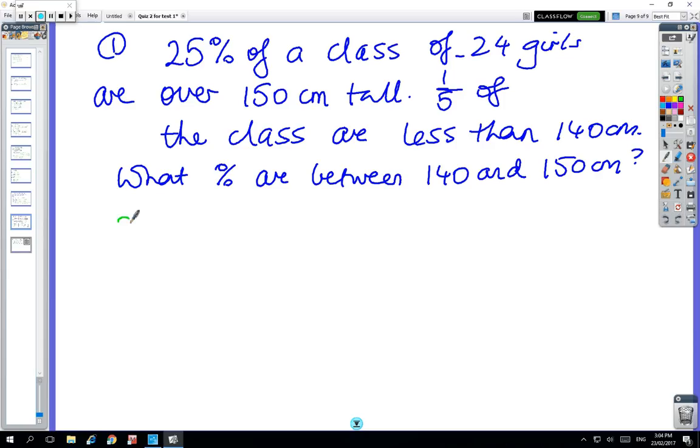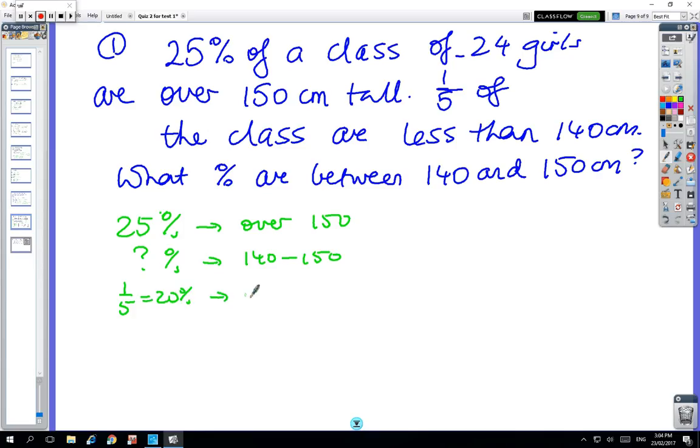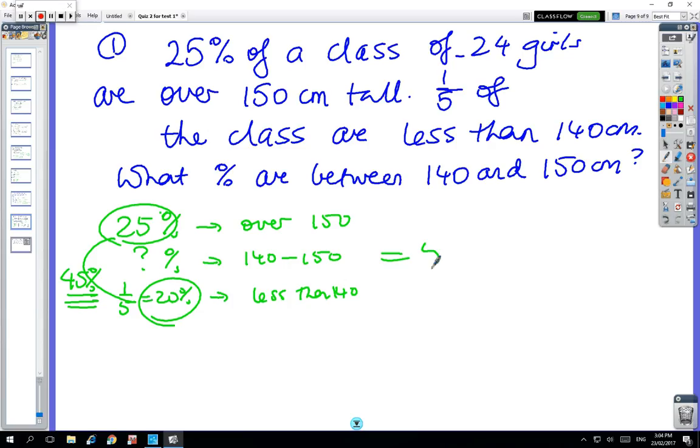Okay, we're back. So 25% over 150, some percent between 140 and 150, and the last one is 1/5. Now 1/5 is 20%, and they're the students less than 140. So I got 20% here, I got 25% there, so I've got 45%. Which means that this percentage must add up to 100, so 55% of the girls are between 140 and 150.